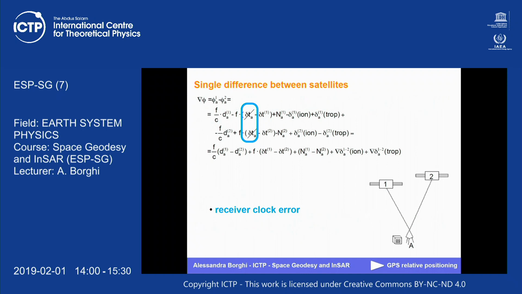We can also compute single differences between satellites. So we take just one receiver and we take into account the observations coming from two satellites at the same time. I don't put the time, but in all the slides we consider a fixed epoch, a fixed time. In this case, we can remove the receiver clock error. You can see in this equation the only term that we can cancel is the receiver clock error.